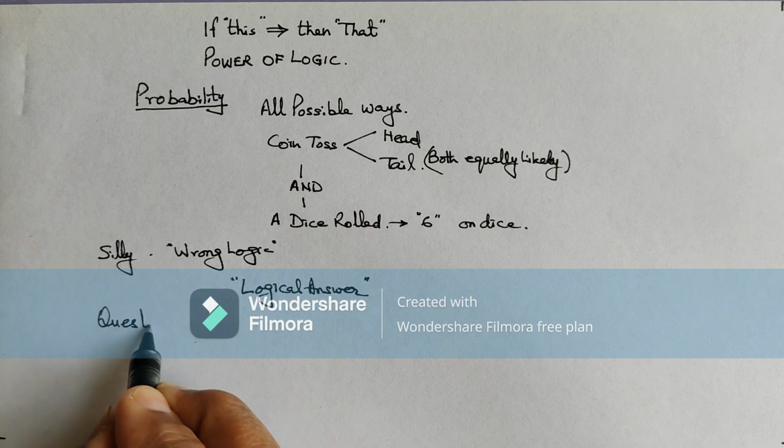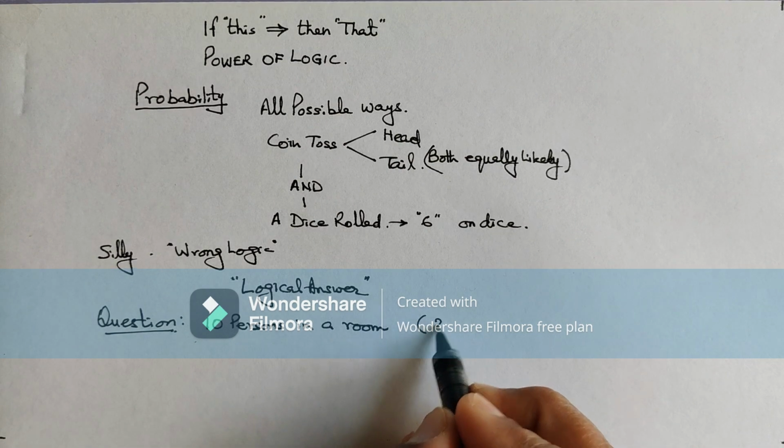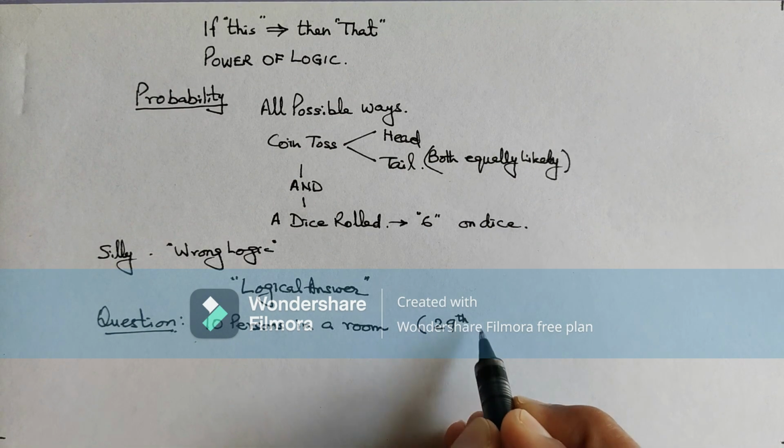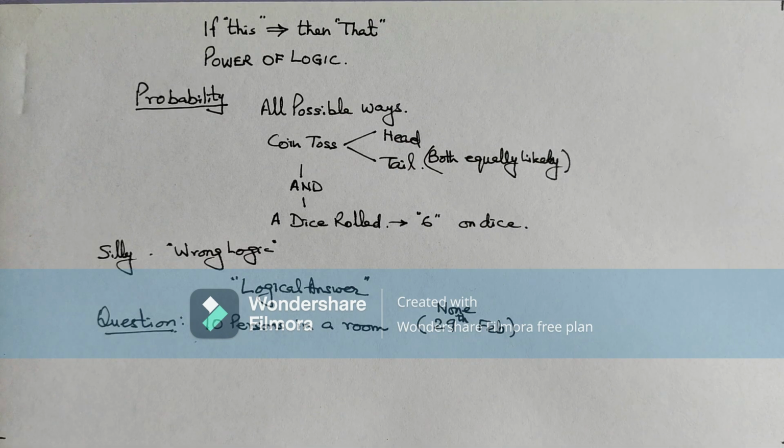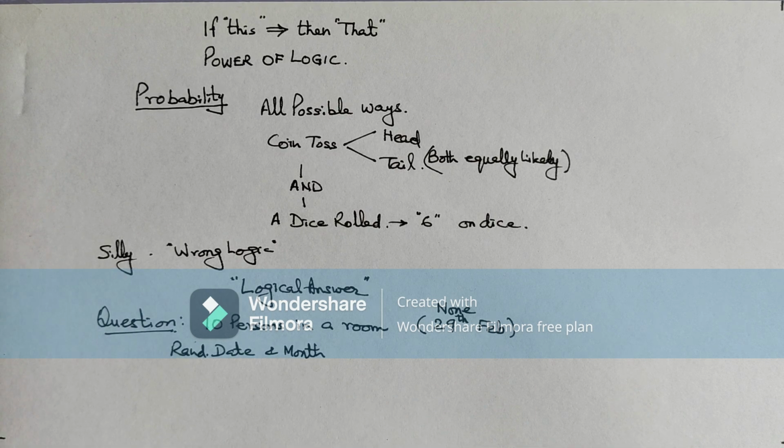Question. There are 10 persons in a room, none of them born on 29th February. Let's exclude 29th February because that complicates things. Each person's date of birth, date and month, excluding the year, is random, which means it is equally likely to be on any of the 365 days of the year. What is the probability of finding at least 2 persons having the same date of birth?